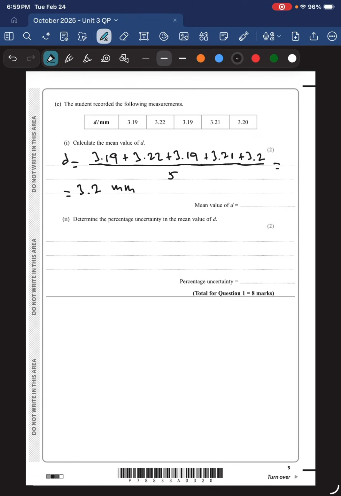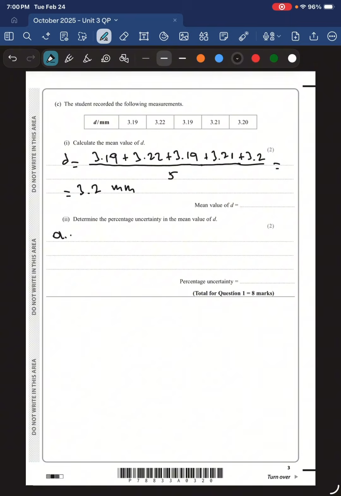Right. Determine the percentage uncertainty in the mean value of D. Okay, so first of all, we need to find the absolute uncertainty. And whenever we have a set of measurements, in this case, we have 5 measurements. So to find the absolute uncertainty, we need to find the half range. Okay, so let's start with that.